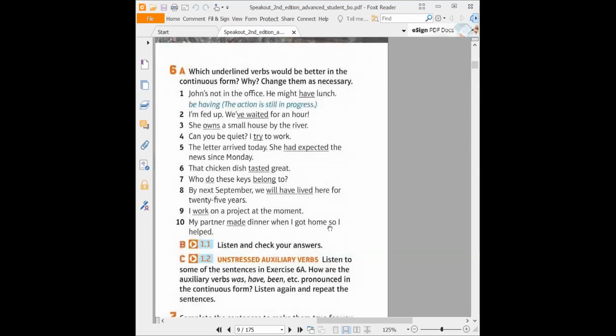Okay. So let's discuss them together. Number one, they want us to change it into the progressive. So it would be: John isn't in the office. He might be leaving. Yes, he might be having lunch. That means here we're predicting what he's doing, like in progress. Let's go for two, and I will ask you one by one. We can work it out like that. Ikram, you can work out the first one.